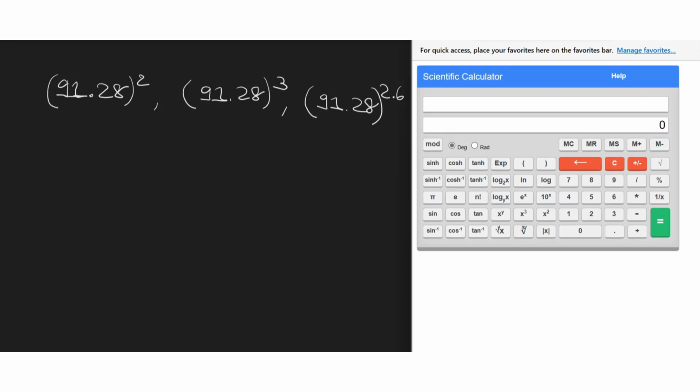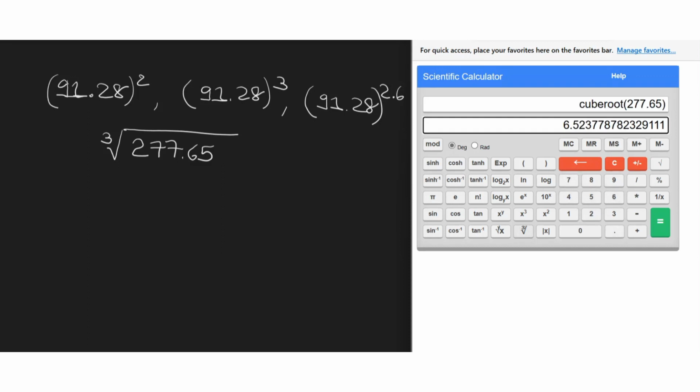Then suppose I have any number and I want to find its cube root. Let me take any example. I need to find the cube root of 277.65. For that, I'll just type this number 277.65, then press this cube root symbol and press equal to.